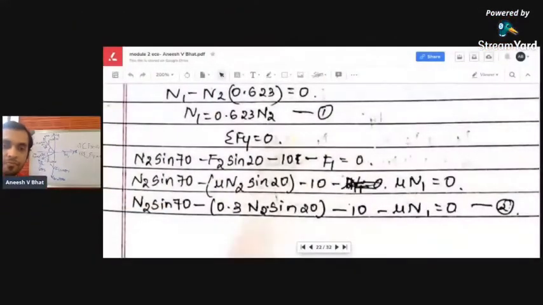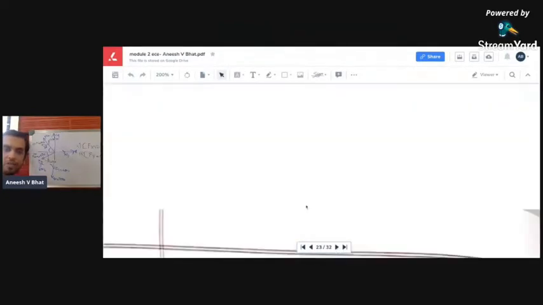Yes, here you go. Now, by going through this, the last one will be equation number 2. So you have N1 is equal to 0.623 N2 as equation number 1. Substitute the value of N1 as 0.623 N2 in equation number 2. If you do so, you will get this.